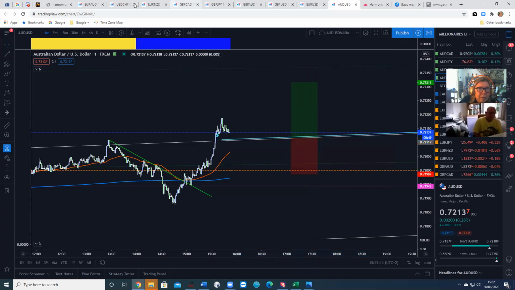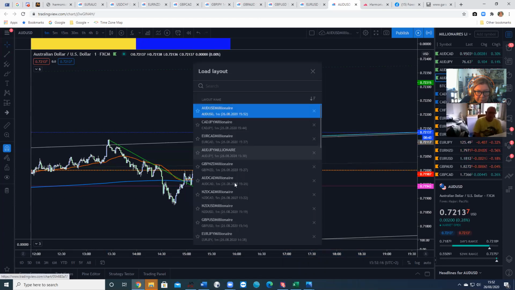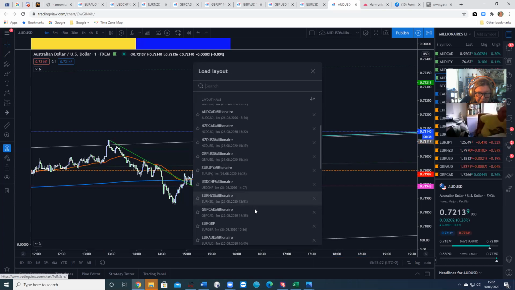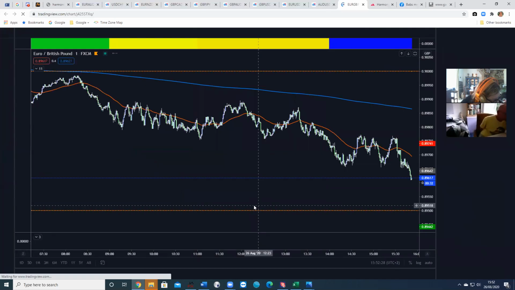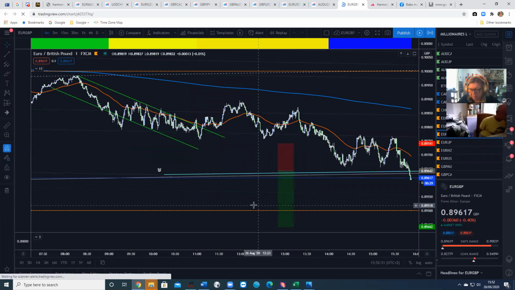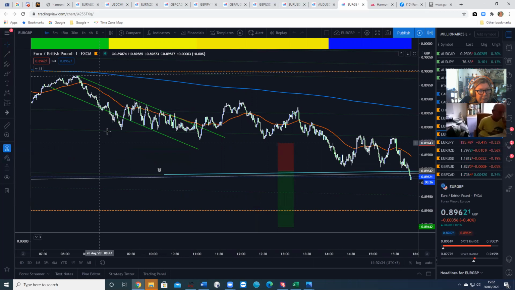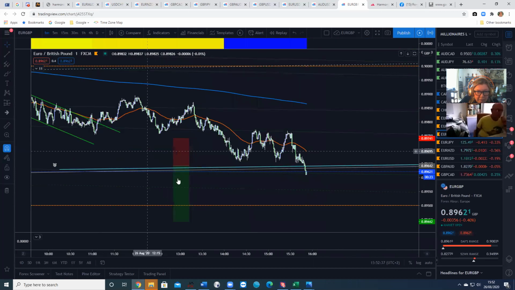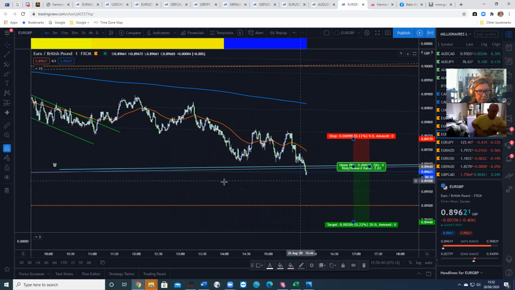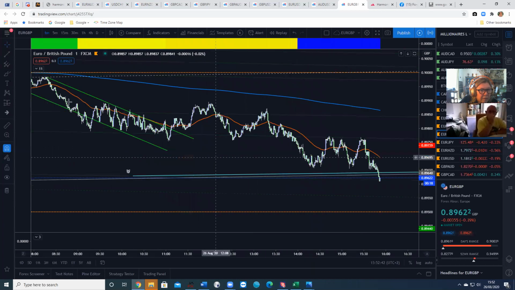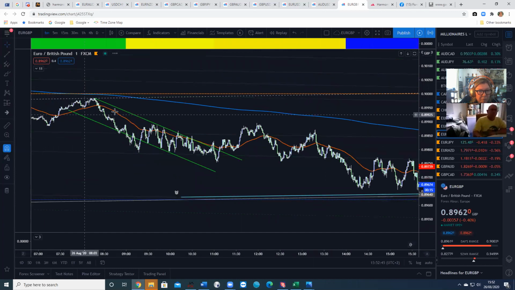Right, EURGBP. That's buy. EURGBP. Okay, so I had that. That's taken all that time to come down here. I had that channel on from this morning when we were on, and I can take that off now.